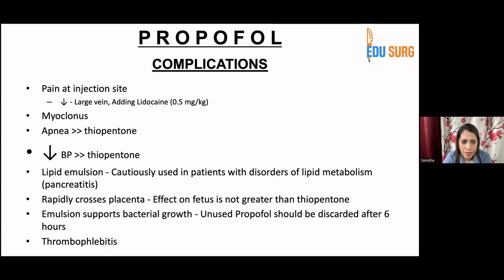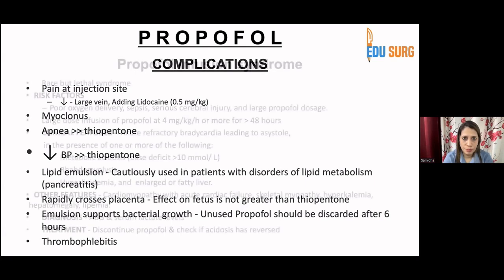It's basically a lipid emulsion, so you have to be careful in giving it to patients with disorders of lipid metabolism. It rapidly crosses the placenta, but it is not so bad if you're giving it to patients for a cesarean section. It supports bacterial growth, so once opened, it has to be used or the remaining drug discarded immediately. It may cause thrombophlebitis, especially if injected in a smaller vein with repeated doses, because it is a venoirritant.